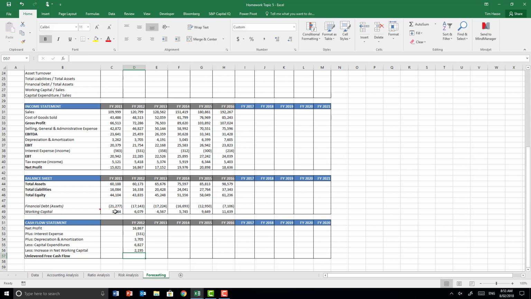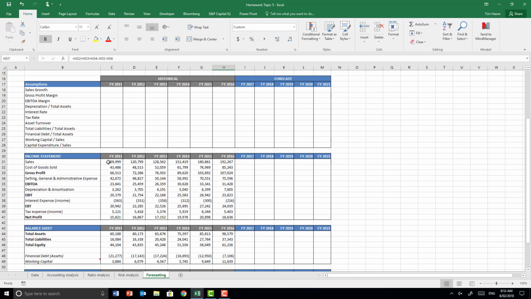And then finally, we have the unlevered free cash flows, which is equal to the net profit plus the interest expense plus depreciation and amortization, minus the capital expenditures and minus the increase in net working capital. And it's 11,019. And again, this will change once we've actually added a tax rate under our assumptions. But for now, what we can do is just drag it to the right for the historical period.